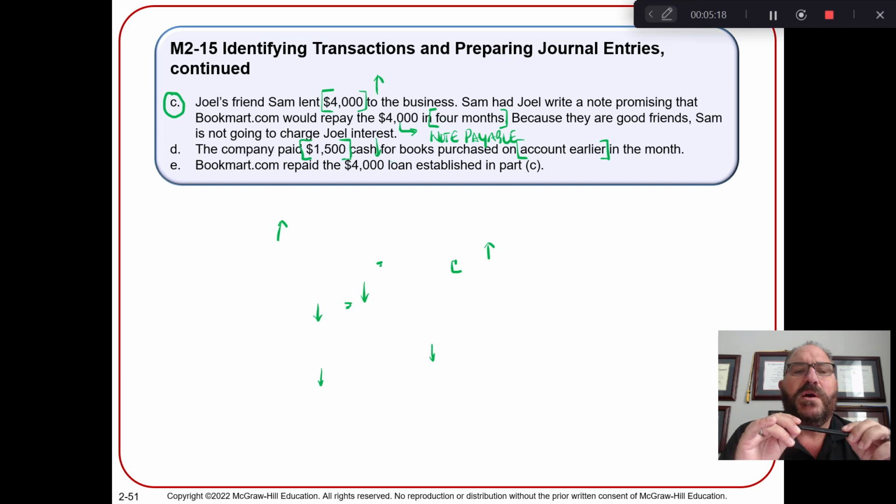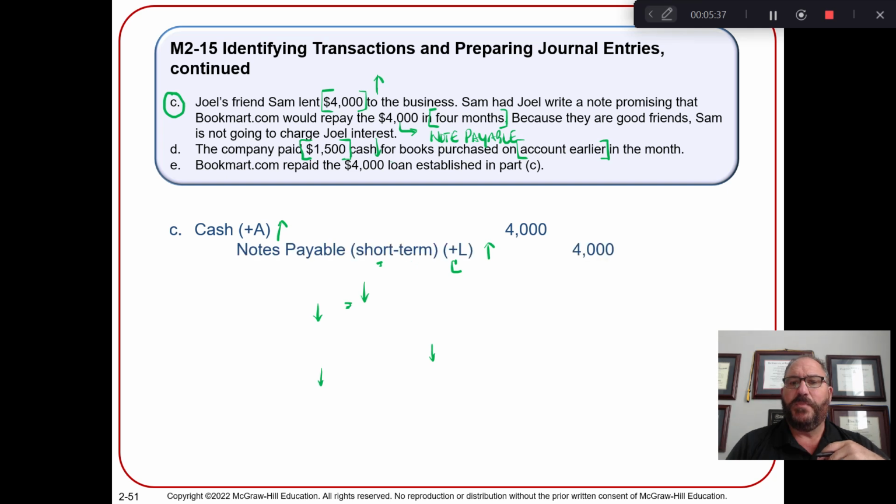Sam had Joel write a note promising that they would be paid $4,000 in 4 months. Okay, and because they're good friends, there's not going to be any interest. So here, what's going to happen is they got $4,000 in cash coming in, but now they signed a promissory note, and it's going to look like this: cash $4,000, note payable short term. Notice they used the note payable. Why? Because it said write a note. It says they wrote a note. Because of that, it's a note payable.